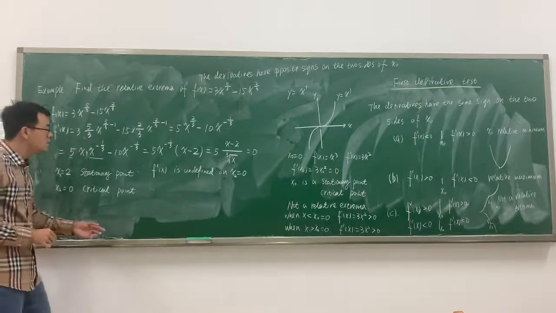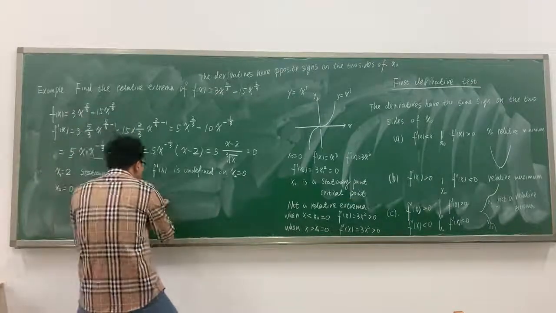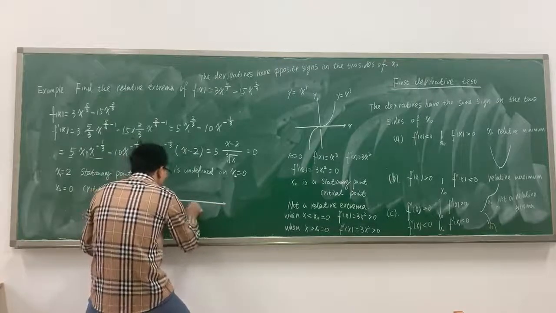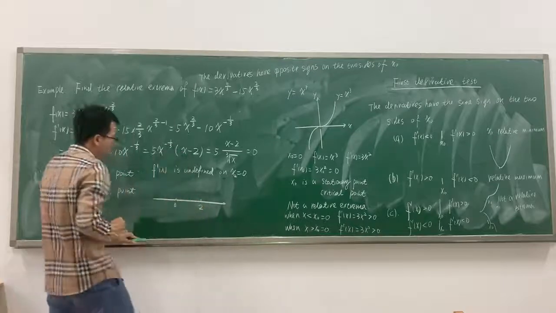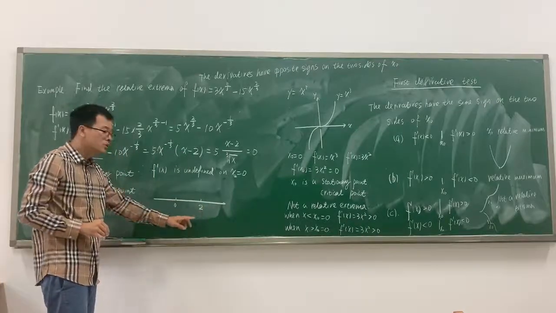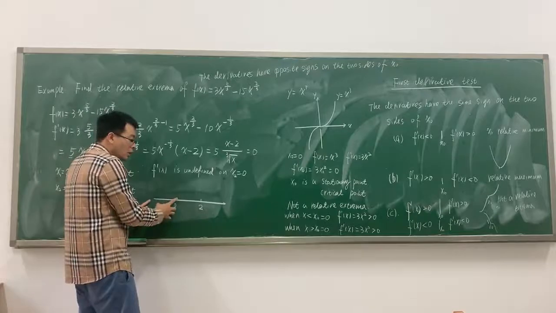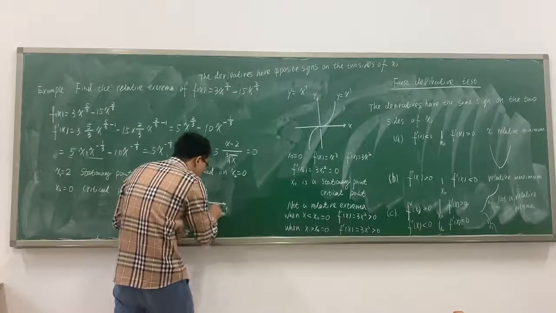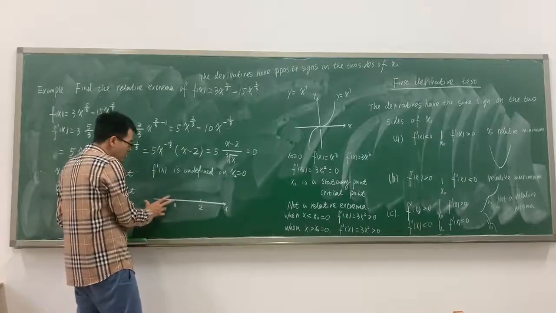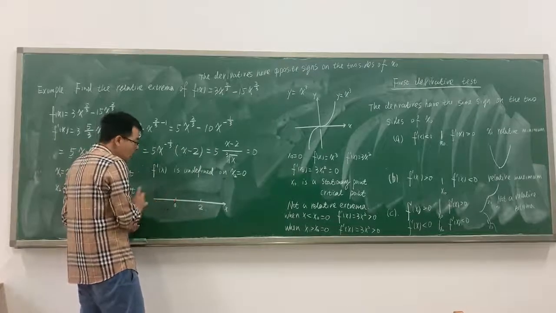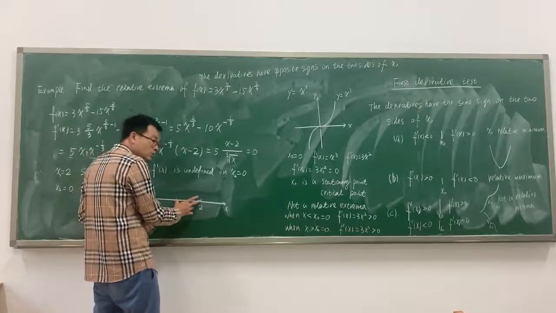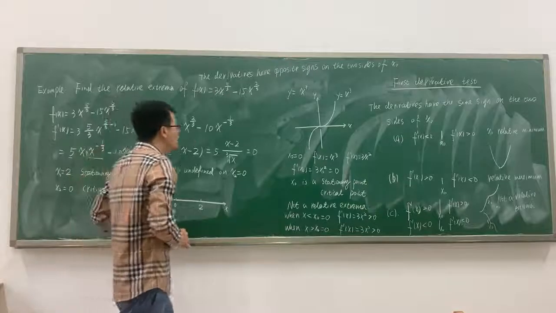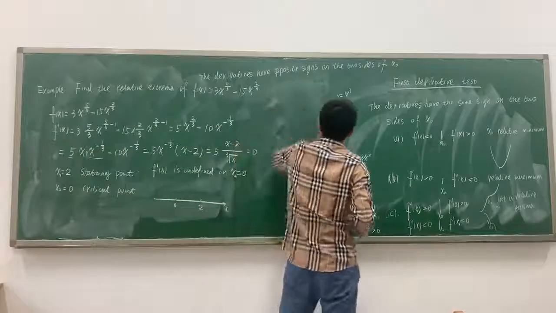Now here is 0 and here is 2. So 0 and 2 decompose the whole x-axis into 3 parts. The first part is minus infinity to 0. The second part is 0 to 2. The third part is 2 to plus infinity.